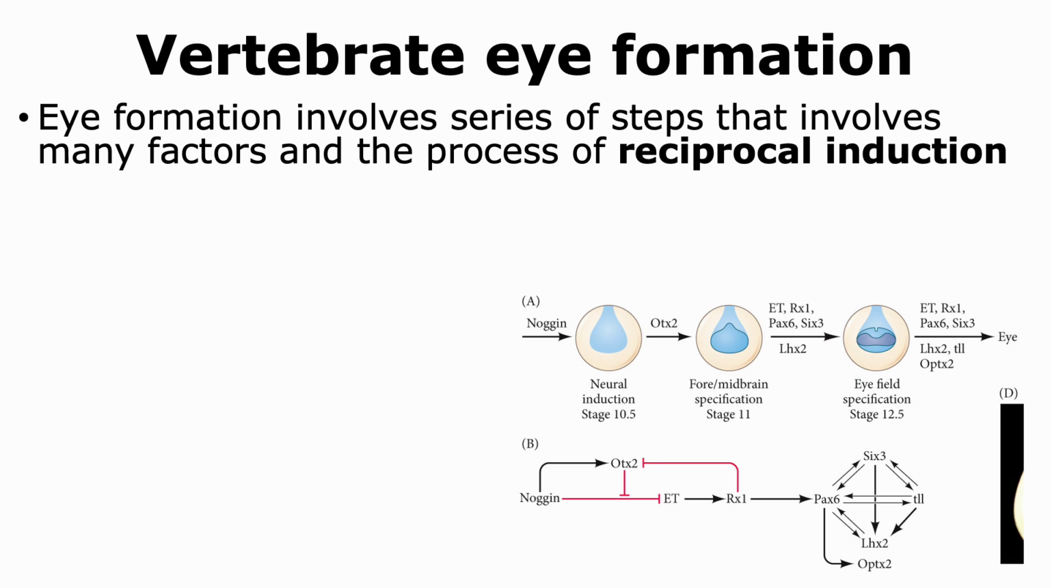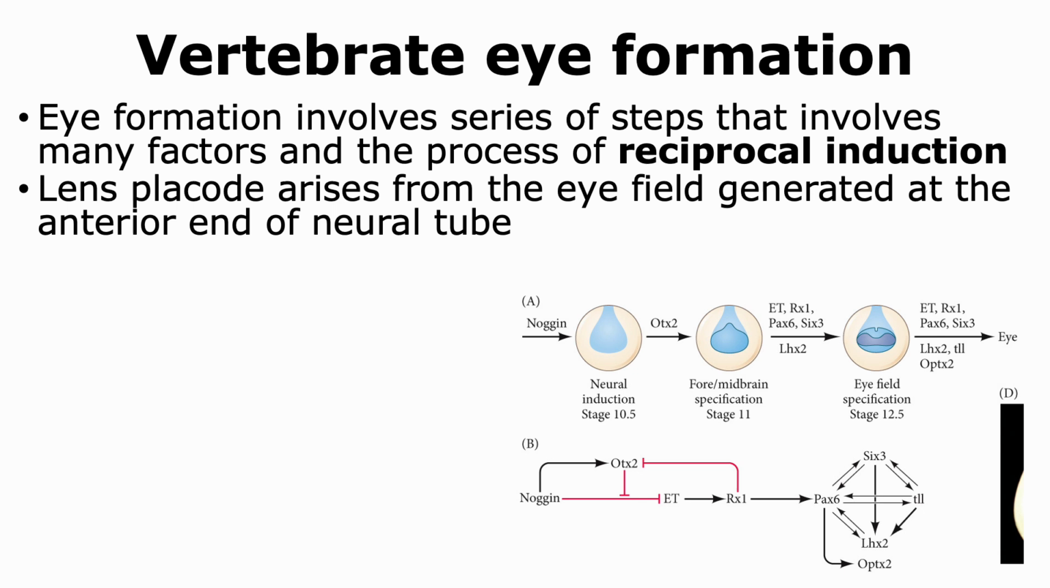Now, vertebrate eye formation has been one of the most well-studied processes, and it results from a series of steps that involve many factors in the process of reciprocal induction. We had learned about reciprocal induction when we studied chapter 4. The lens placode gives rise to the eye, and the process by which it does that is that it first comes from an eye field that is generated at the anterior end of the neural tube. So let us look at how the eye field is generated in the first place, which will then result in the lens placode formation.